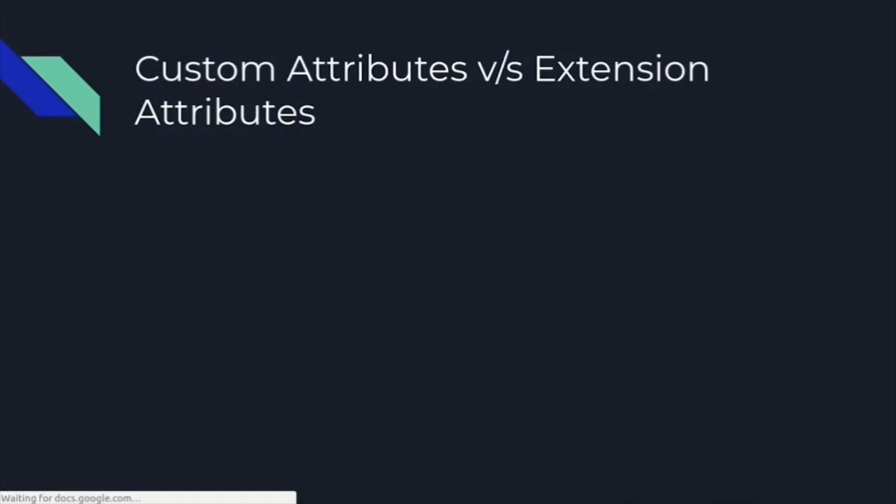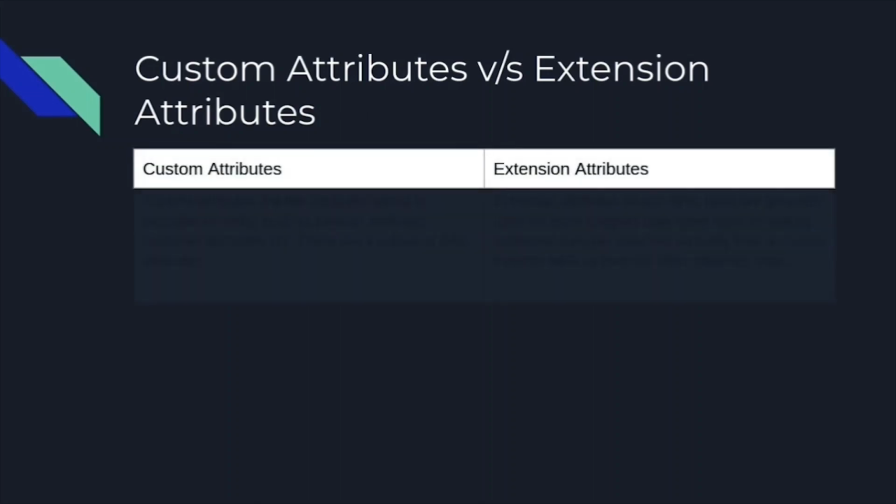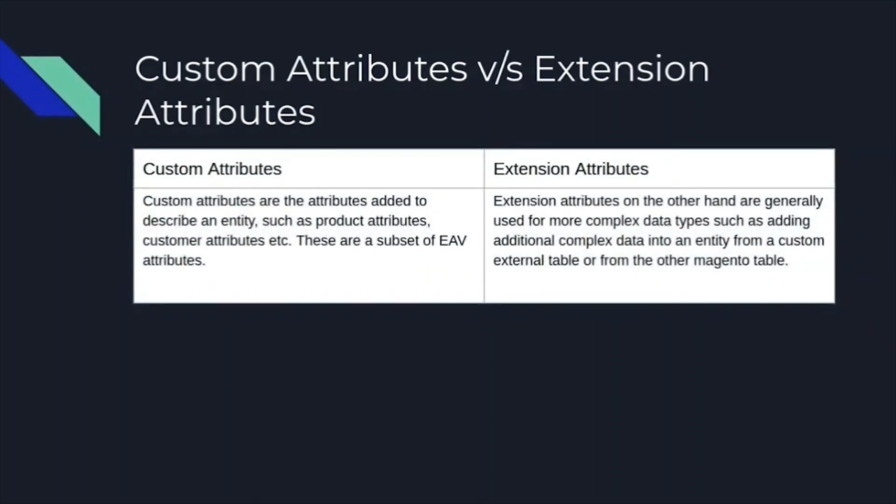Next, we'll see the difference between the custom attributes and the extension attributes. Let's see that. Custom attributes are the attributes that are added to describe an entity, such as product attributes, customer attributes. These are a subset of the EAV attributes. Whereas the extension attributes are used for more complex data types, such as adding additional complex data into an entity from a custom external table or from another Magento table.